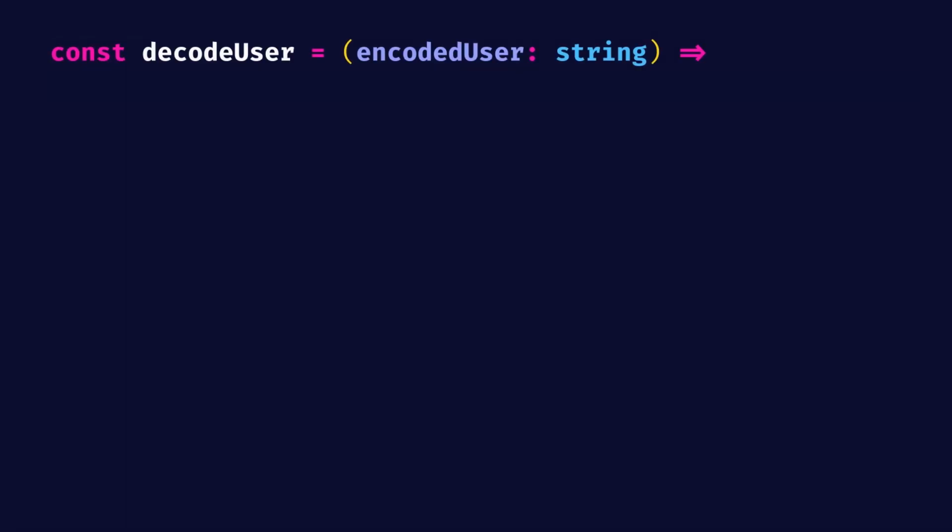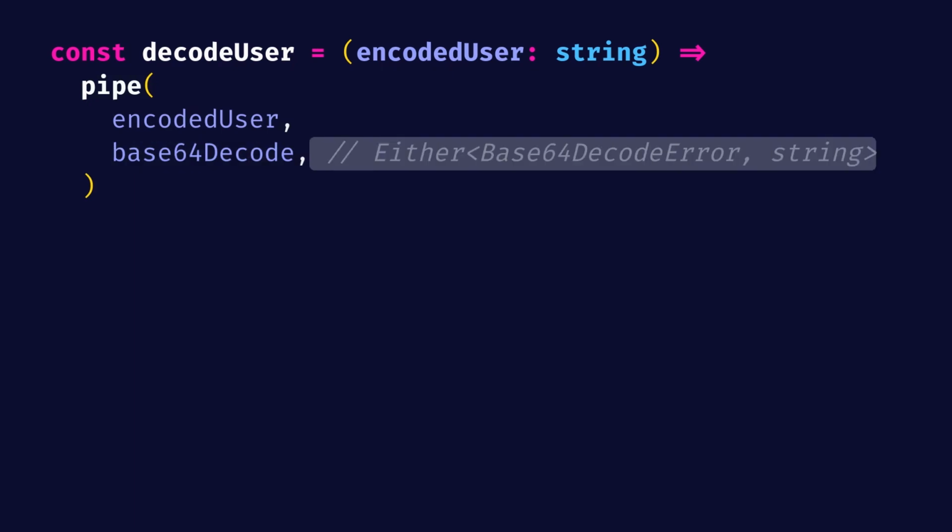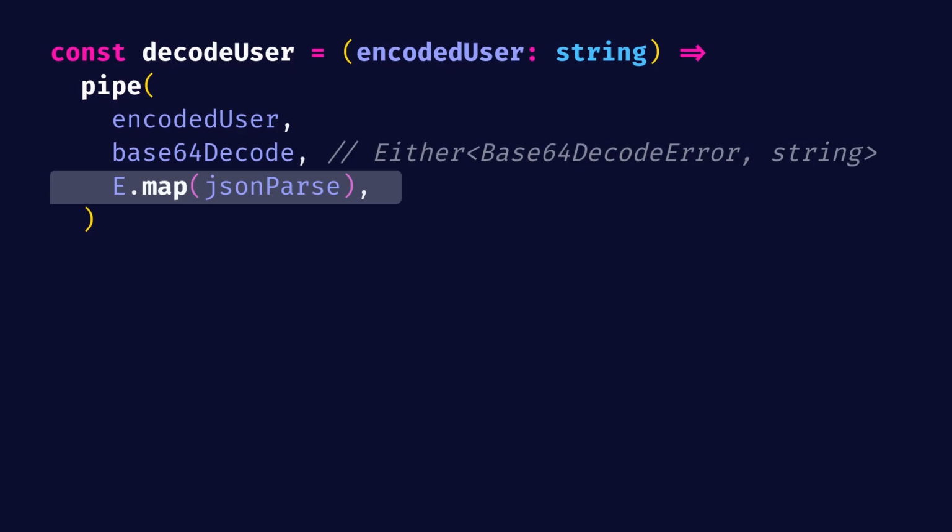Returning back to the decodeUser function, the first thing we want to do is to base64 decode the encoded user. So we could pipe the encoded user into base64 decode. The result that we get back is an Either base64 decode error or string. Next, we map the base64 decoded string into our custom JSON parse function.